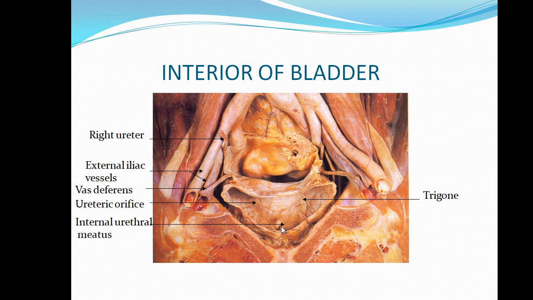Inferiorly here, at the apex, you find the opening of the internal urethral sphincter. Here you can see the ureter going posteriorly on the base of the urinary bladder. This is the vas deferens, and here you can see the external iliac vessels.